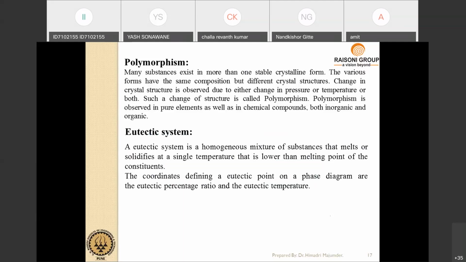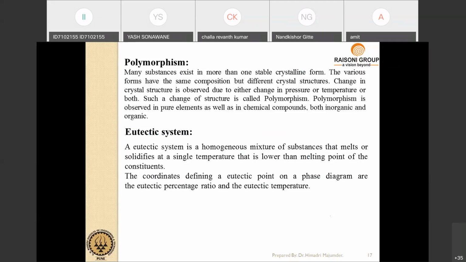Polymorphism is observed in pure elements as well as in chemical compounds, both inorganic and organic. With the example, I have shown you how the crystal structure has been changed. That change of structure is known as polymorphism.